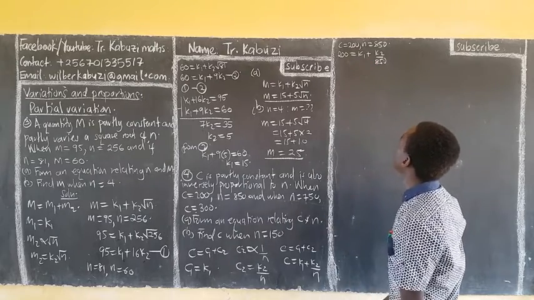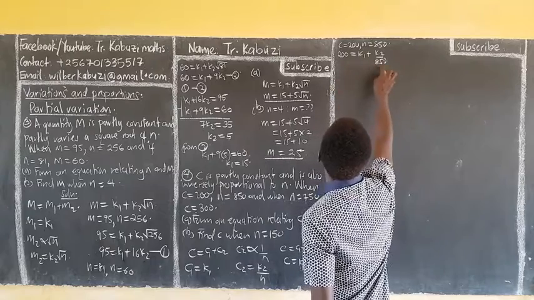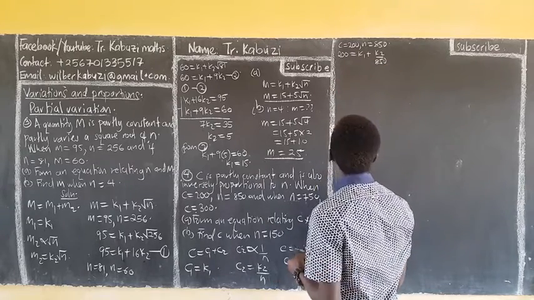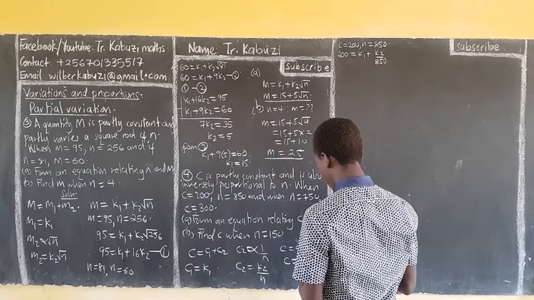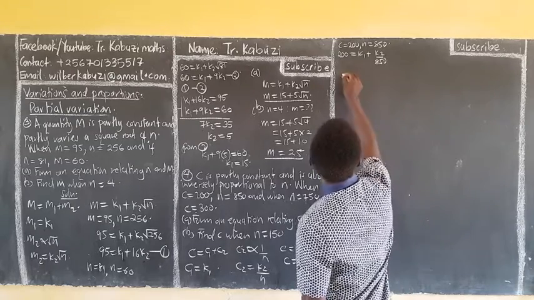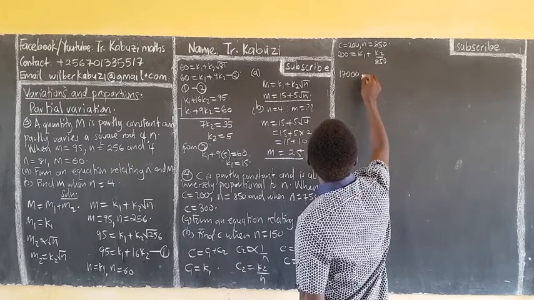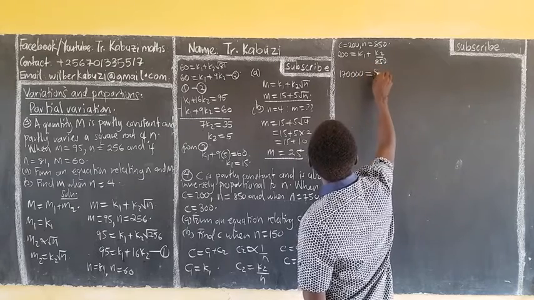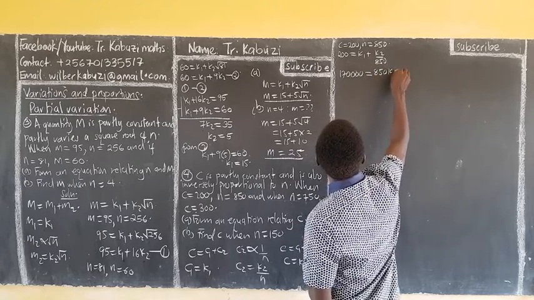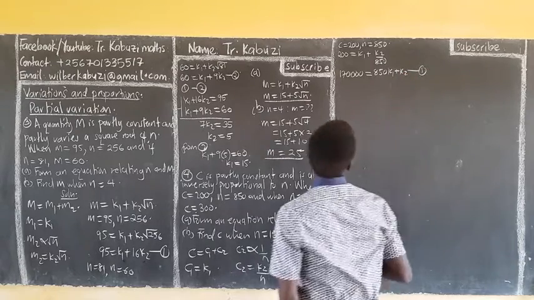Multiply through by 850. You get 200 times 850, this would be 170,000, equal to 850 K1 plus K2, and this becomes equation 1.